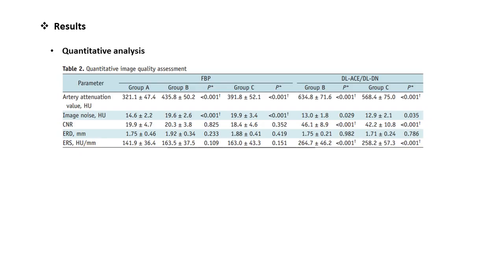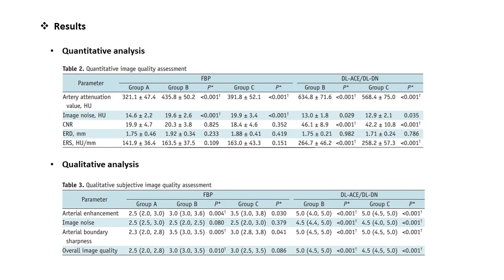Let's move on to the qualitative analysis. Qualitative analysis was performed using average scores of the two radiologists. With FBP, the scores for arterial enhancement and sharpness were higher in Group B and C than Group A. However, there was no significant difference in image noise between Group B and C and Group A. In Group B, the score for overall image quality is higher than Group A, but there was no significant difference in Group A and C. After applying deep learning algorithm, all subjective image quality scores were higher in Group B and C than Group A.